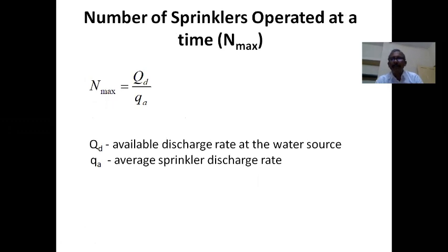This is another useful simple formula. How many sprinklers can one operate at a time with a discharge of Q? So obviously, if capital Q is the discharge rate of your pump and small q is the discharge rate of one sprinkler, then capital Q by small q will give you the number of sprinklers that can be operated simultaneously. So why I am introducing these simple formulas is that when we design in the next class, all these formulas will be made use of.